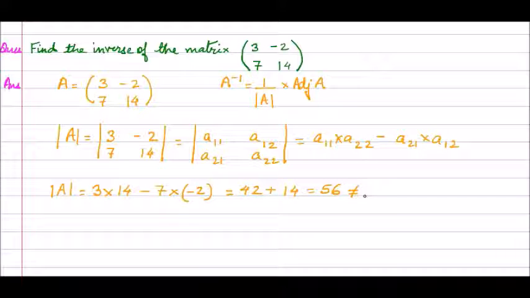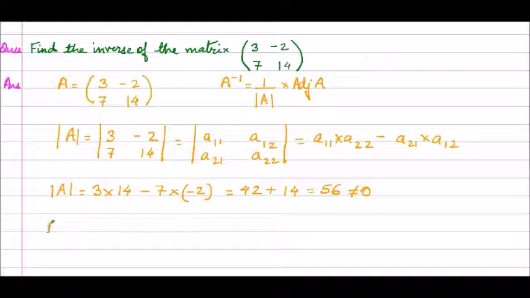Therefore, matrix A is a non-singular matrix. That is, the determinant of this particular matrix A is not equal to 0. So we can find the inverse of this matrix A. We have found the value of det A. We have to find the inverse of matrix A. So we have found the value of det A. Now we have to find the value of adjoint A.